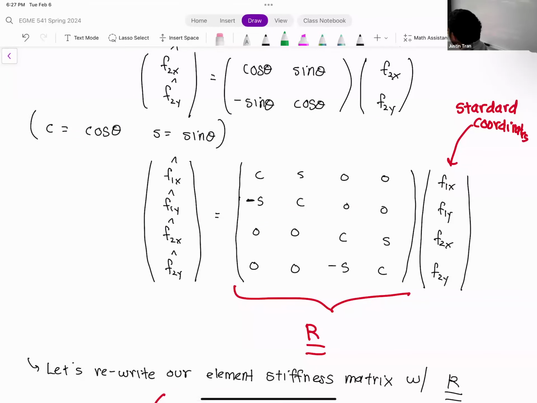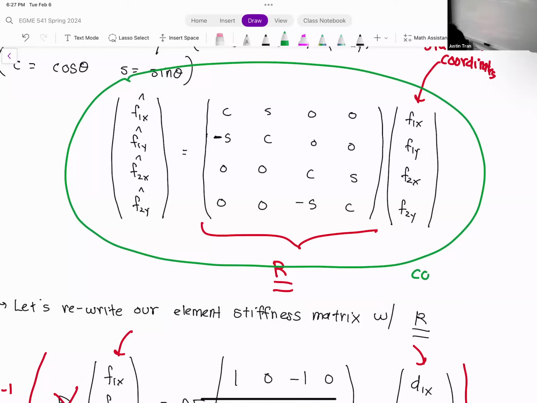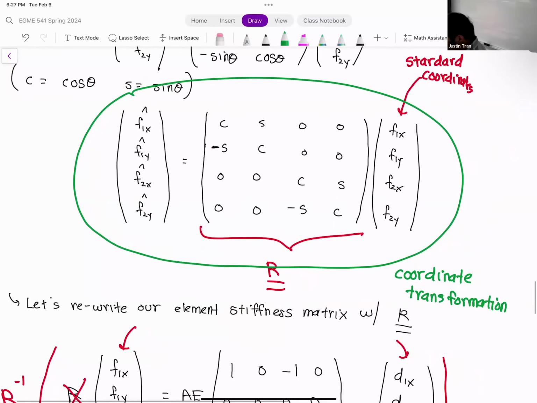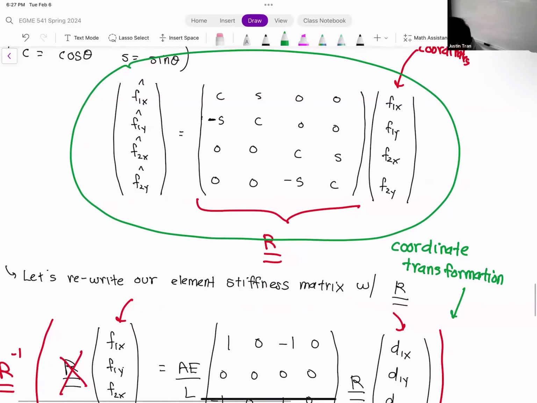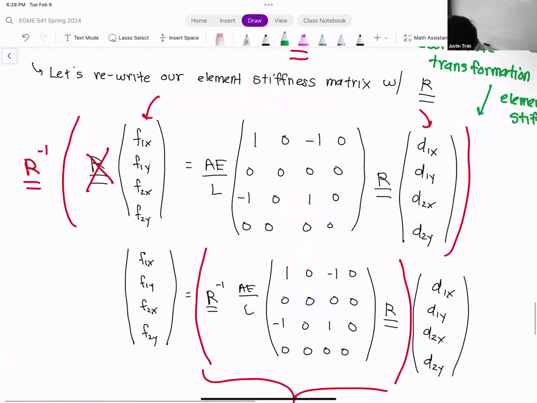This relationship right here is a coordinate transformation. We're going to take that coordinate transformation and plug it into our element stiffness matrix. We had to do that in two locations: for the forcing vector on the left, and for the displacement or deformation vector on the right. So what we have here is a transformation matrix multiplied by F is equal to AE over L multiplied by R times the deformation vector on the right.